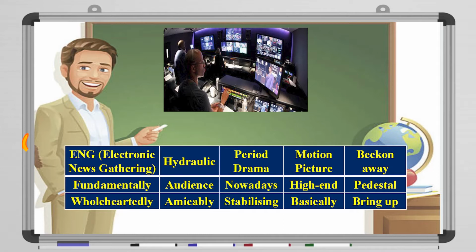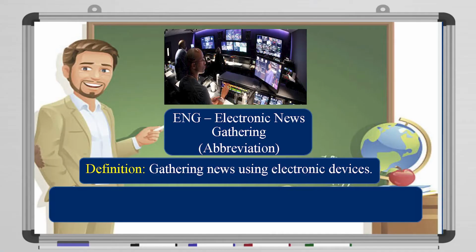Well, the word is ENG, which is electronic news gathering. It is an abbreviation. So an abbreviation means to make something smaller, okay? So what is ENG? What is electronic news gathering? It is gathering news using electronic devices. In contrast, in the past, what they used to do is hearsay. They used to hear people talk and speak amongst each other, and they used to write it down and bring it together. Nowadays, we use electronic devices like mobile phones, the internet, computers, and laptops.